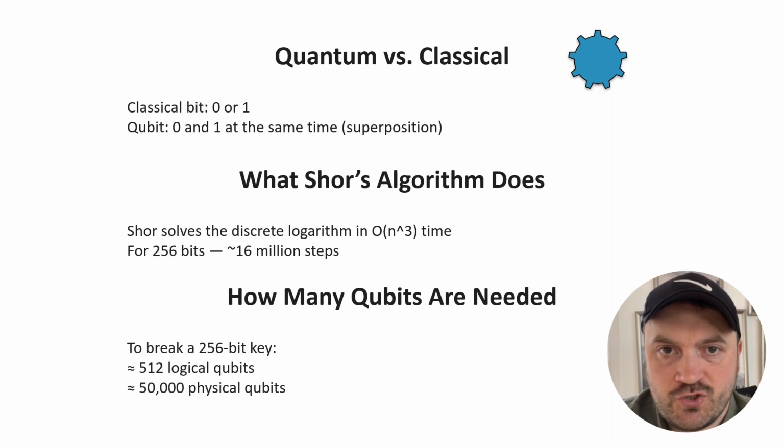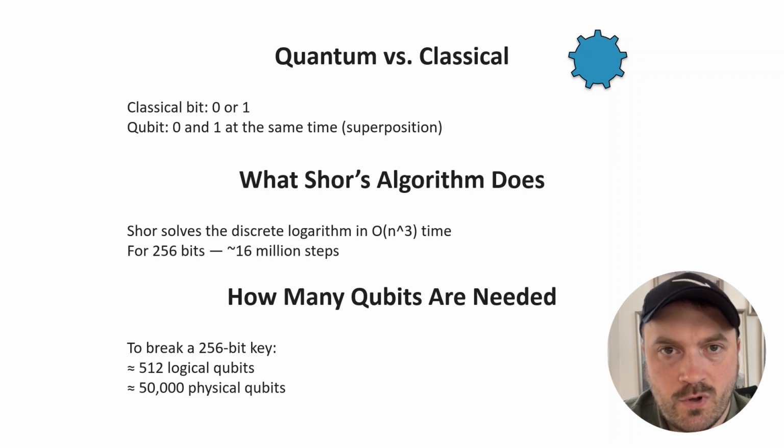But it's not just about superposition. A quantum computer also uses two more things: entanglement and interference. This allows it not just to check all combinations at once, but also, using quantum physics, to amplify correct answers and suppress incorrect ones.